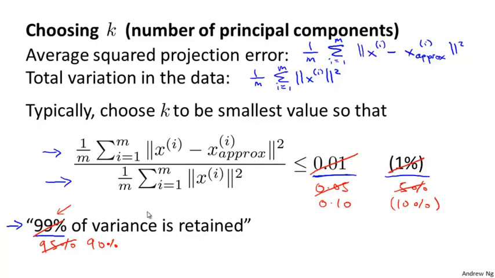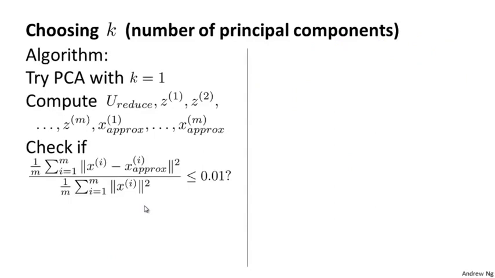So how do you implement this? Well, here's one algorithm that you might use. If you want to choose the value of k, we might start off with k equals 1, and then we run through PCA. So we compute Ureduce, compute z1, z2, up to zm, compute all those x1 approx and so on up to xm approx, and then we check if 99% of the variance is retained.